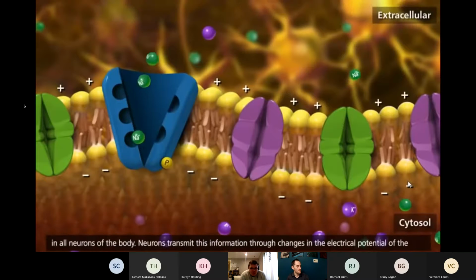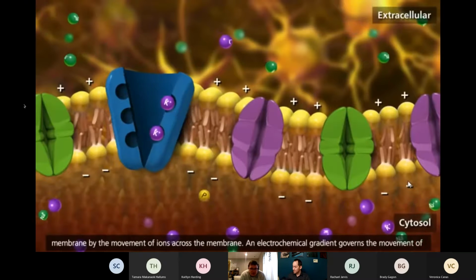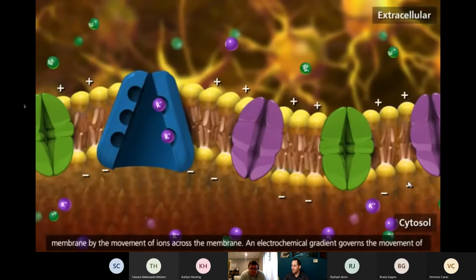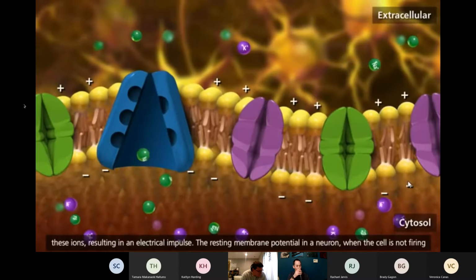Neurons transmit this information through changes in the electrical potential of the membrane by the movement of ions across the membrane. An electrochemical gradient governs the movement of these ions, resulting in an electrical impulse.